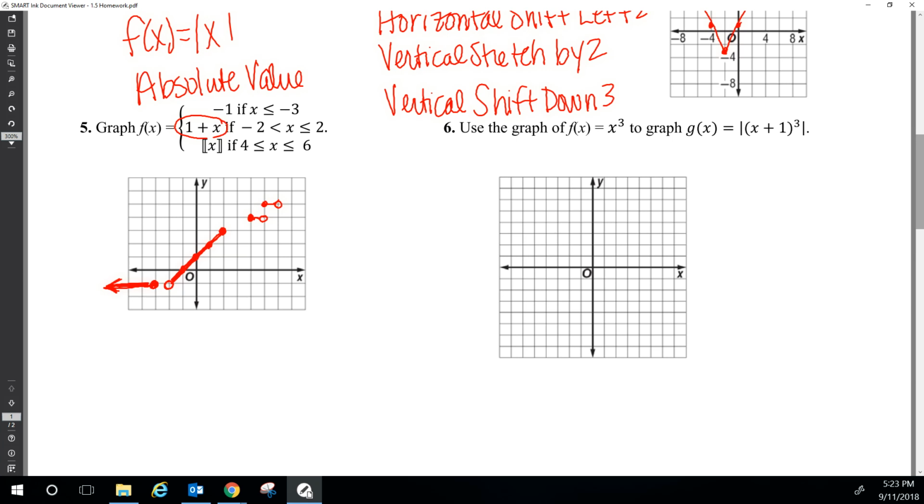Number 6 is use the graph of f of x equals x cubed. We did not do one of these in class, but they're really cool. So worst case scenario, you plug it into your graphing calculator. So what would g of x look like? First of all, f of x looks like this, roughly. But we're going to take this and shift it to the left one. It says to go to the right one, but instead we're going to shift it to the left one. And the points.